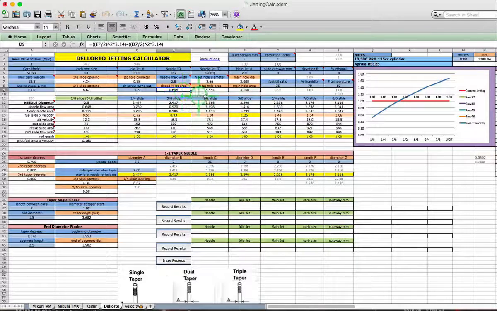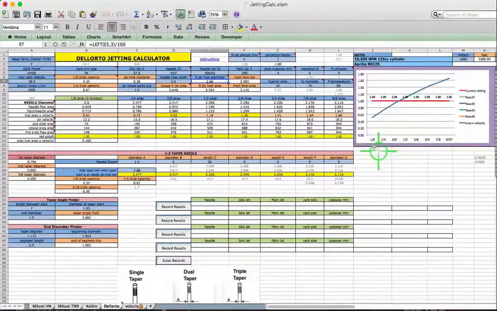If you look, I just clicked on that cell right there, and inside that cell is this formula. So it's a combination of data entry cells where you just enter in information, and then the other cells make use of that information and process it in different ways. In this case, the final result of all the information about the carburetor ends up in a graph over here.